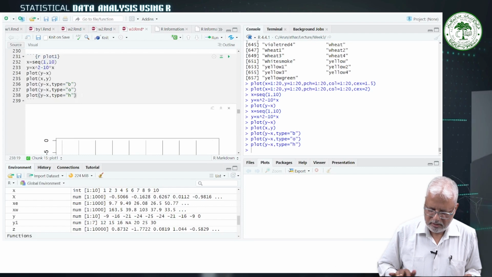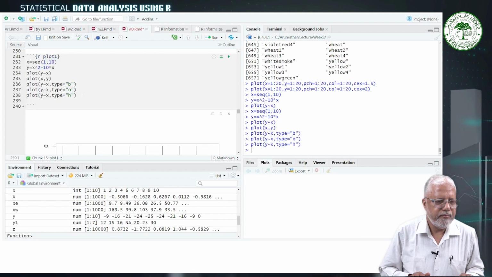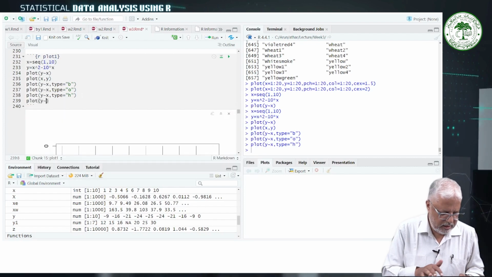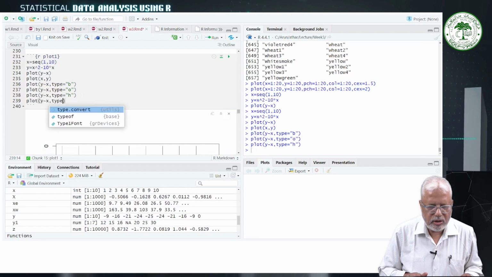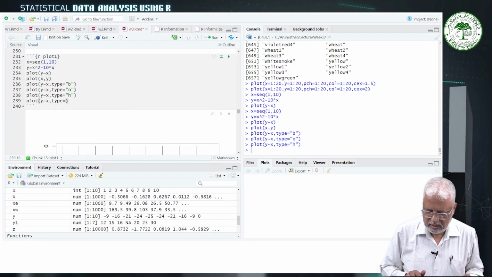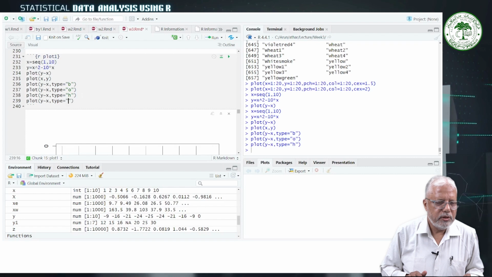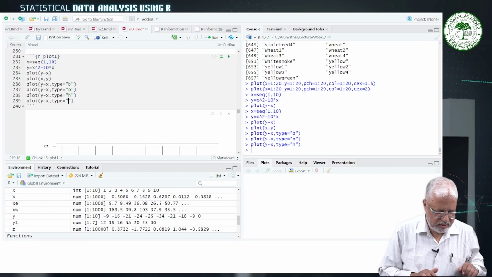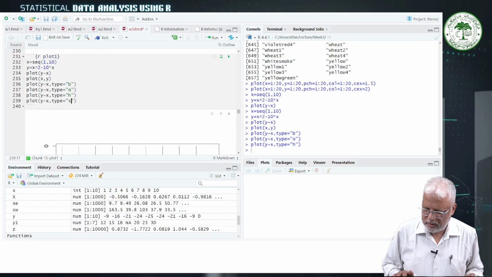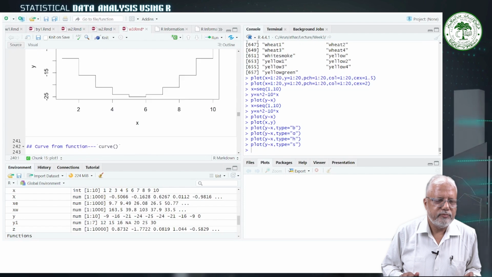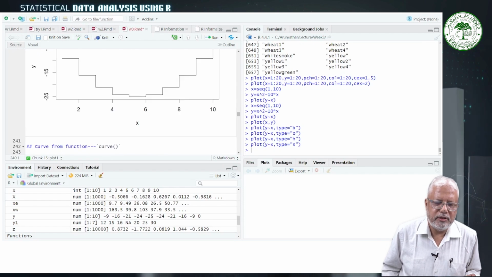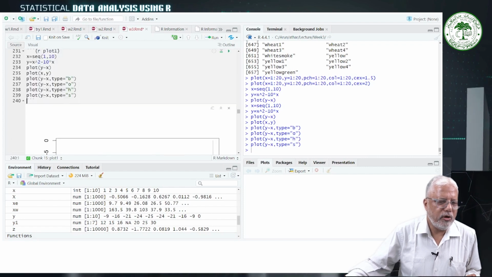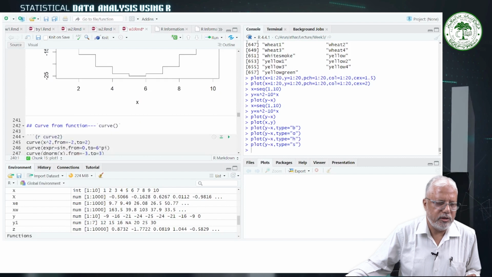And similarly, if we have plot y tilde x and type is equal to not h, not o, not b. Suppose we want small s, so it will return step functions. See, this is the step function. So all these options are there with this plot.